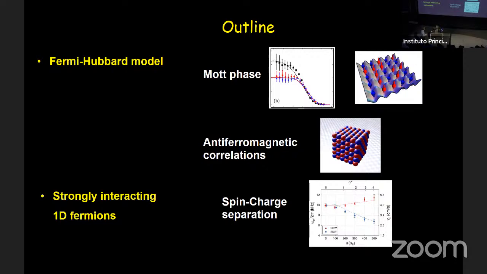And then in more detail, I'll talk about strongly interacting fermions in one dimension. So in one dimension, there's some unique attributes to how these systems interact and what their low energy excitation spectrum looks like. And I want to emphasize that. And one of the main implications of these strongly interacting 1D gases is that the spin degree of freedom and the charge degree of freedom separate in terms of their velocities. This is a picture of velocity versus interaction on the lower scale.